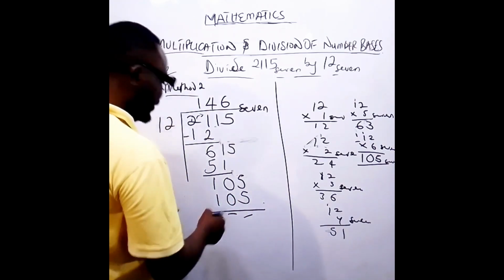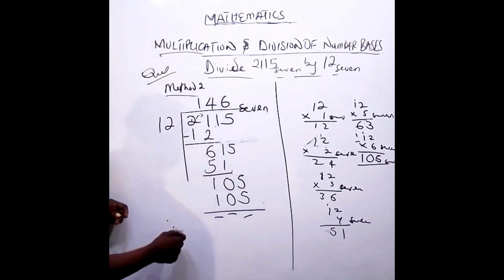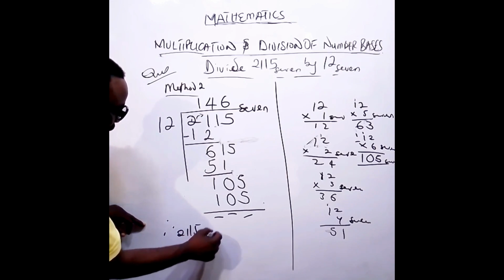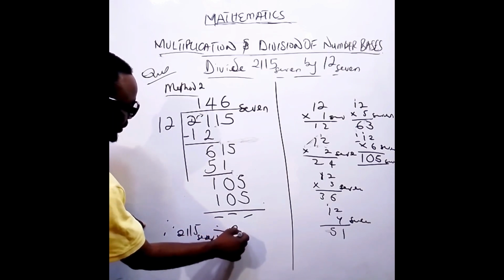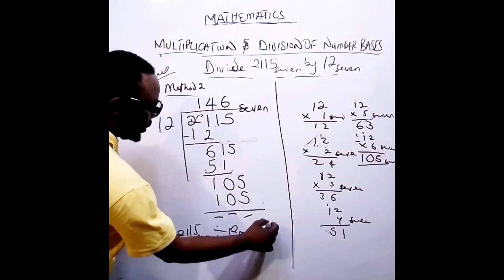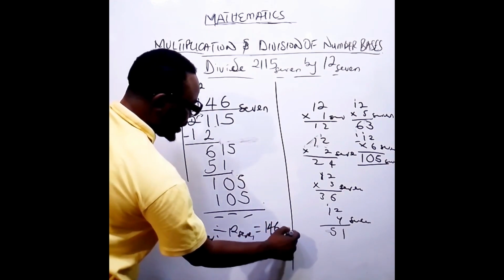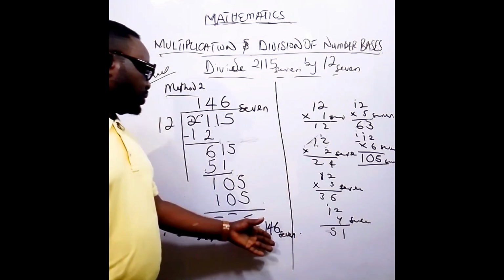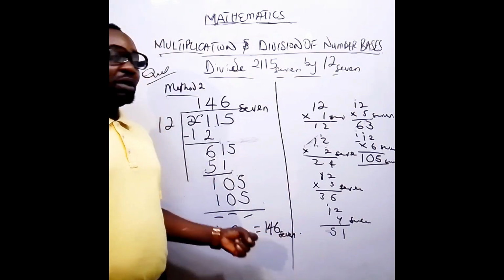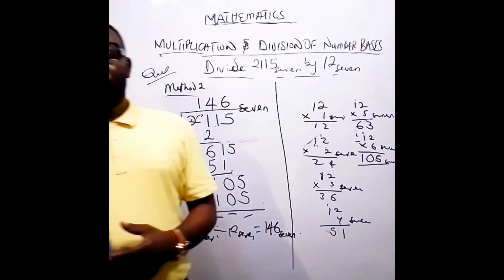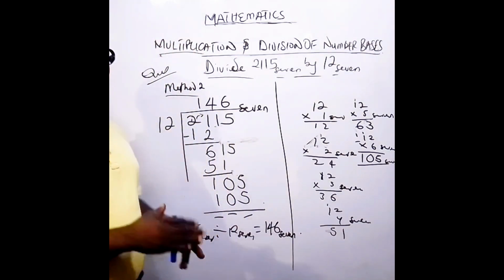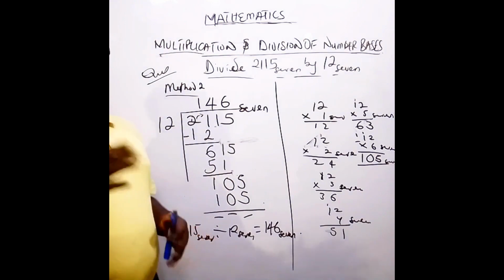Therefore, I can now say that 2115 base 7 divided by 12 base 7 is equal to 146 base 7. If you check the first method that we used, you will discover that we get the same 146 base 7. So whichever method you think you can apply and it will be easier for you to solve without any confusion, please make use of it.